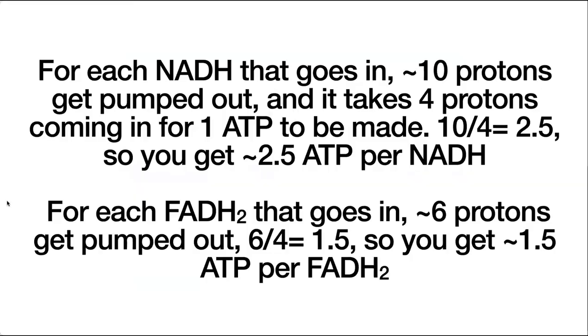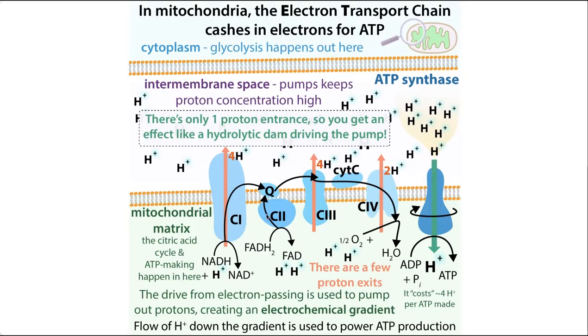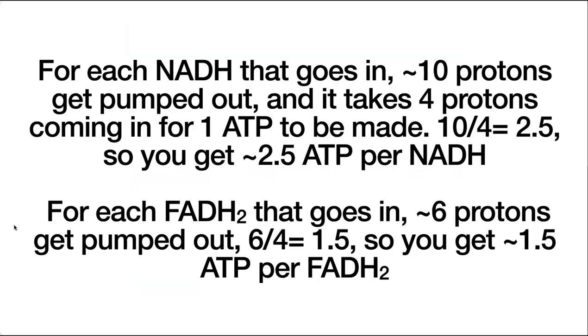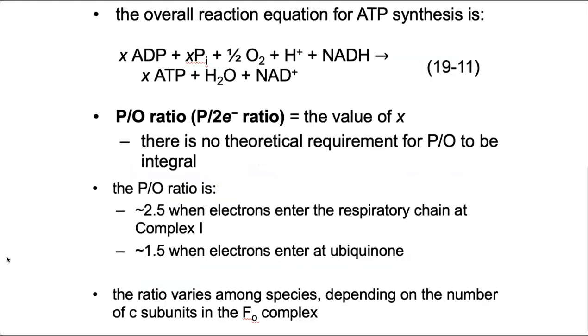But in the case of our FADH2, remember that we're going in through complex 2. There we don't get those original 4 protons because we're not going through complex 1. So instead we get 6. 6 divided by 4 is 1.5. So we get about 1.5 ATP per FADH2. This ratio is called the P to O ratio, or P to 2 electron ratio. And so that's where we get this about 2.5 and about 1.5.